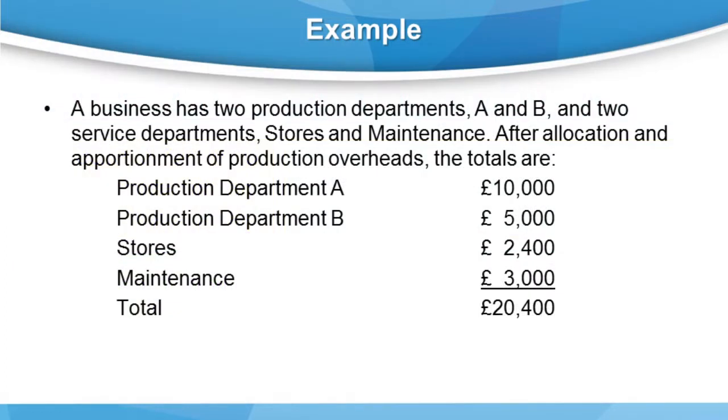Let's look at an example. We are told there are 2 production departments and 2 service departments. We are also told that overheads have been allocated and apportioned to the 4 departments and given the totals as shown. We now need to reapportion the overhead costs of the service departments, stores and maintenance, to the production departments as fairly as possible.